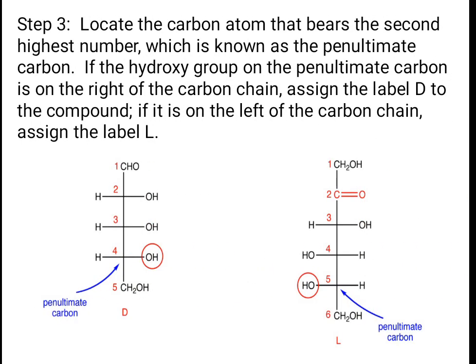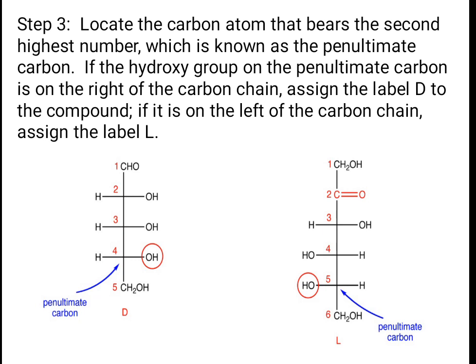Step 3. Locate the carbon atom that bears the second highest number, which is known as the penultimate carbon. That means the highest numbered asymmetric carbon. If the hydroxy group on the penultimate carbon is on the right of the carbon chain, assign the label D to that compound. If it is on the left of the carbon chain, assign the label L.